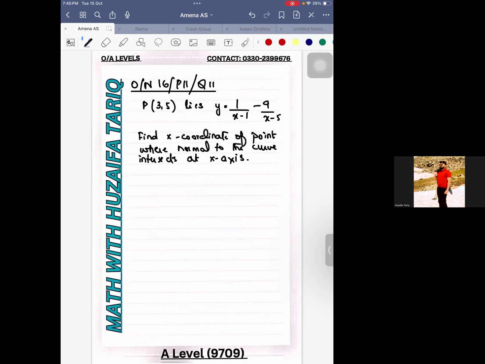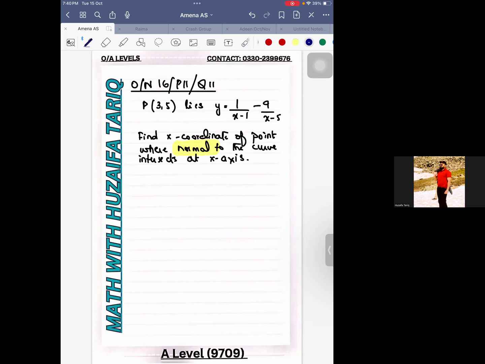So next question, beta, says that you have been given with a point which lies somewhere on the equation of a curve. It says find the x coordinate of the point where the normal to the curve intersects the x axis. Here is the main hint that you have to find the equation of normal. This is the main hint you have.